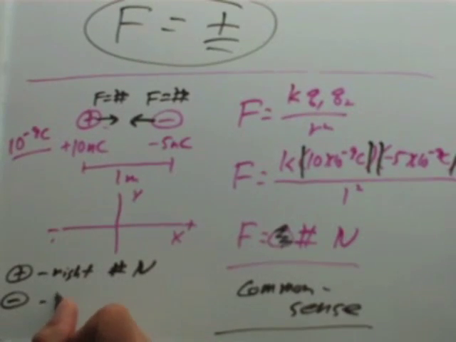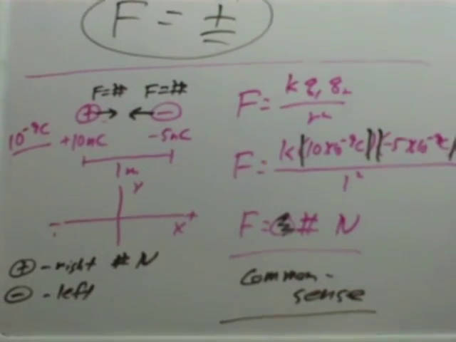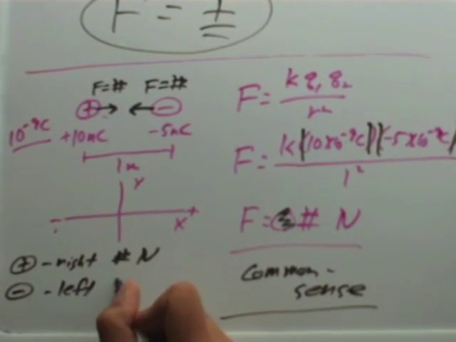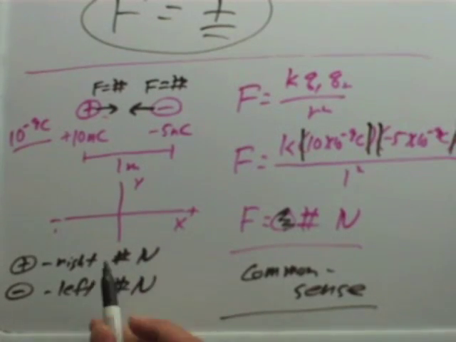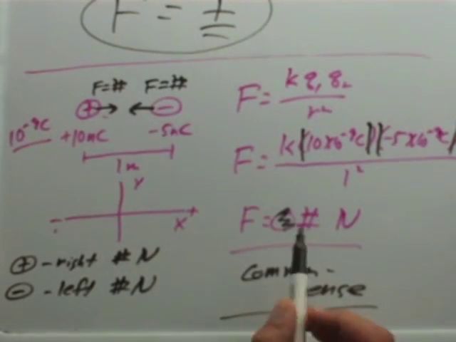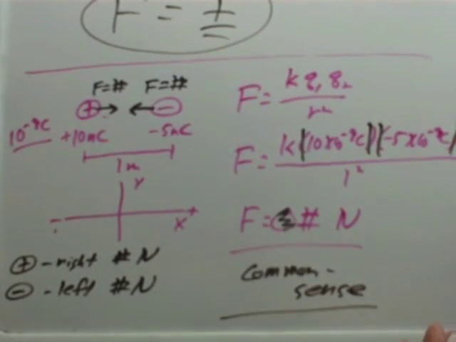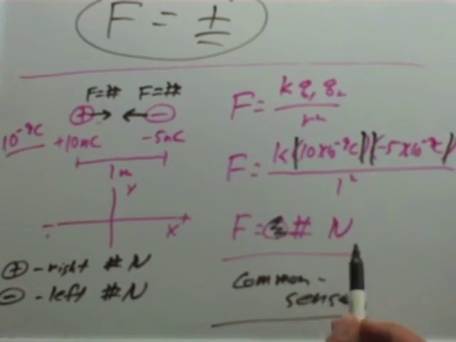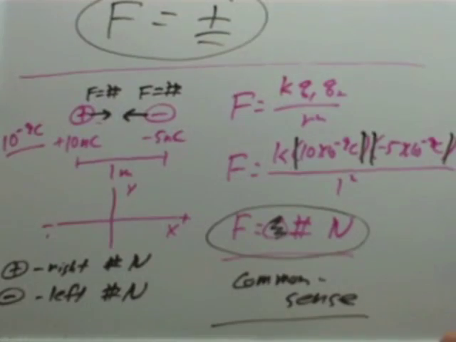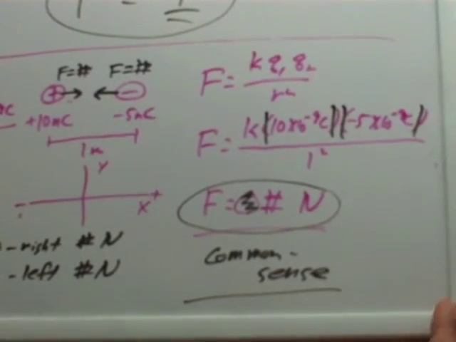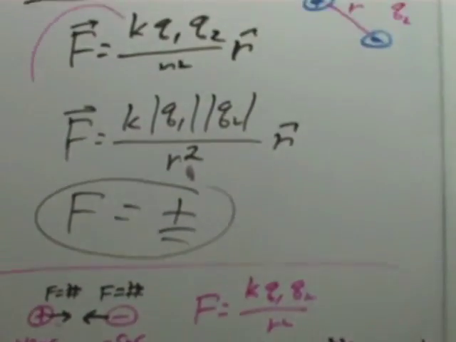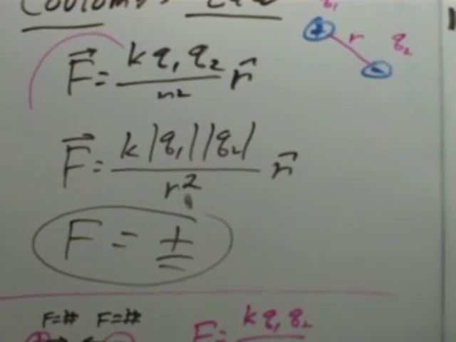The negative charge here is going to be to the left with some number of newtons. We assign the left and right direction ourselves. We don't rely on the minus sign to do that for us. So be careful if you use Coulomb's law. I strongly recommend always putting the absolute value and always getting a positive number for the force, and then using your common sense to assign the ultimate direction. So I'd like to look at just one more case of that.